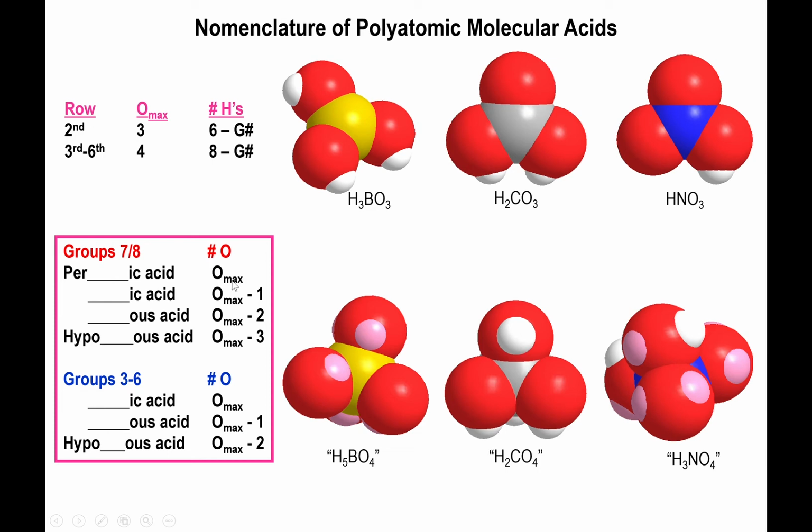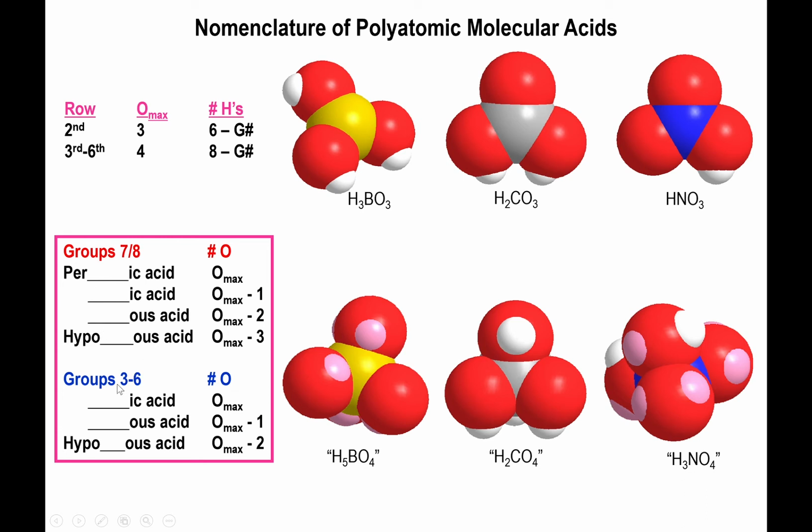If your molecule has the maximum number of oxygens that it could take up, then you will name it per-ic acid, as long as the central element is in group 7. And then as you decrease the number of oxygens from the maximum by 1, by 2, by 3, that tells you which one of these rows you're going to take up.